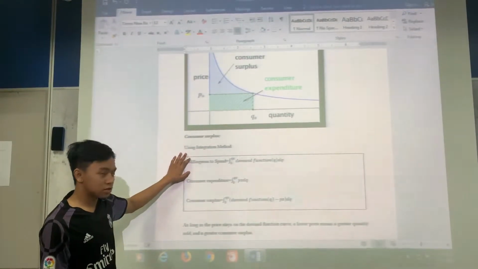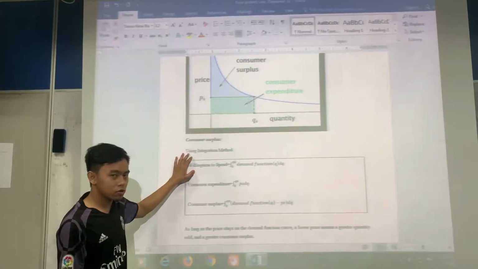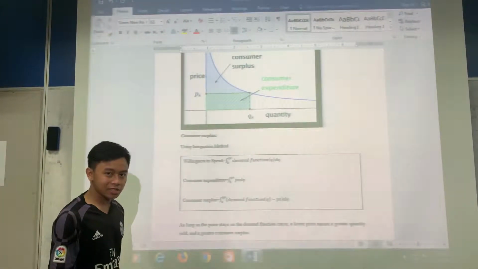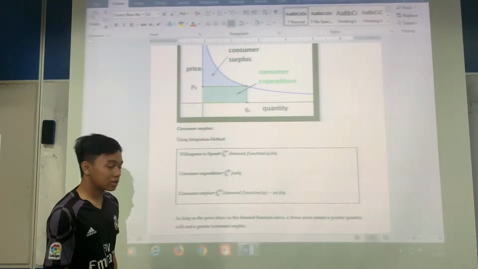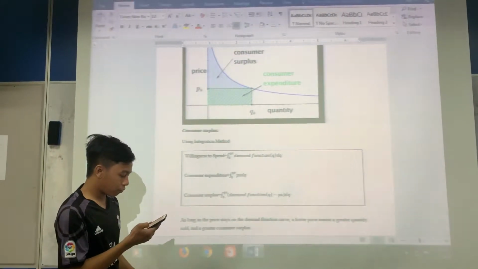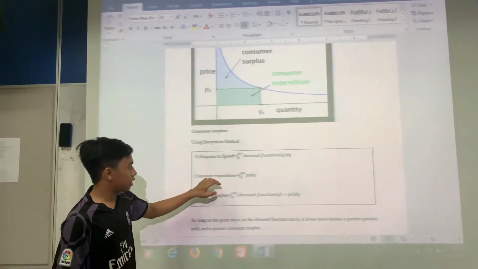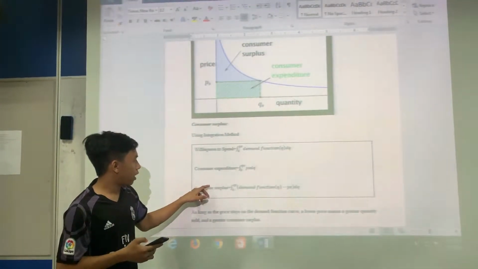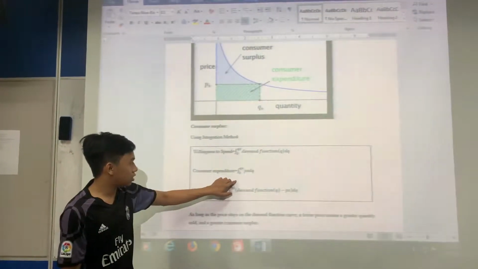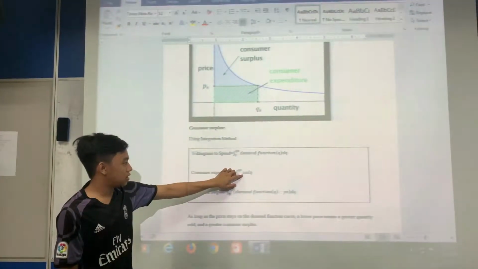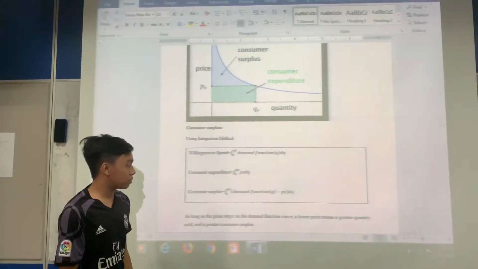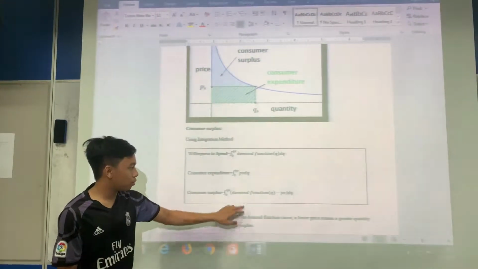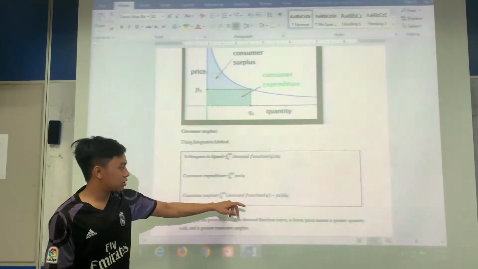So for consumer surplus in calculus, we are using the integration method. So we have three: willingness to spend, consumer expenditure, and consumer surplus. For willingness to spend, integrate 0 to QS, demand function D(Q) dQ, while consumer expenditure is integrate 0 to QS, PS dQ. And consumer surplus is integrate 0 to QS, demand function D(Q) minus PS, dQ.